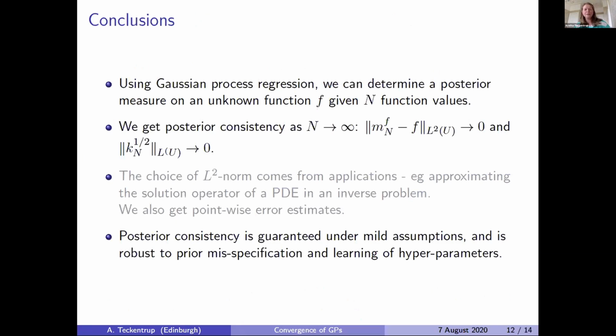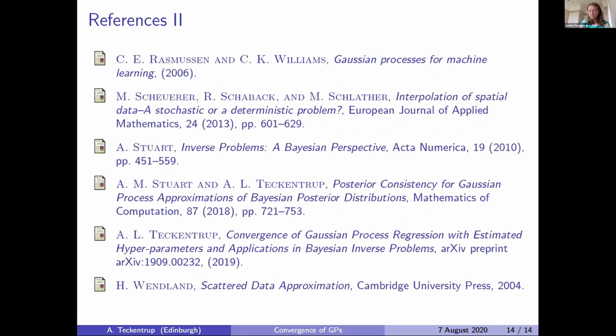I think I'm already a bit over time, but let me just reiterate this. What I showed was how you can use Gaussian process regression to determine a posterior measure on an unknown function f, given n function values. And then I showed you that you do get posterior consistency in a very wide range of cases. So you don't need very many assumptions. In particular, this methodology seems quite robust to prior misspecification and learning of the hyperparameters. And if you're interested in more details, then there's this arXiv preprint here.